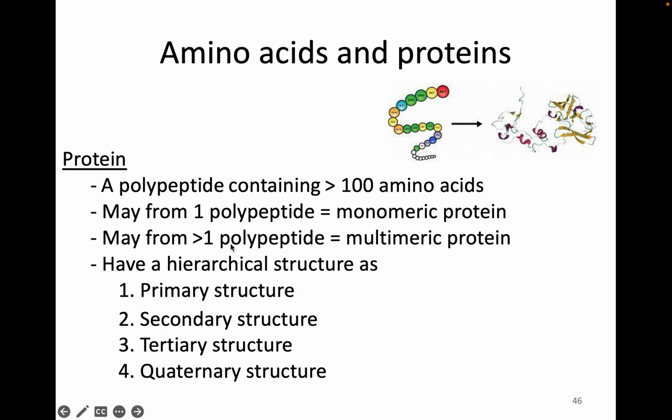Protein has its specific structure at different levels. There are 4 levels of protein structure. Those are primary structure, secondary structure, tertiary structure, and quaternary structure.